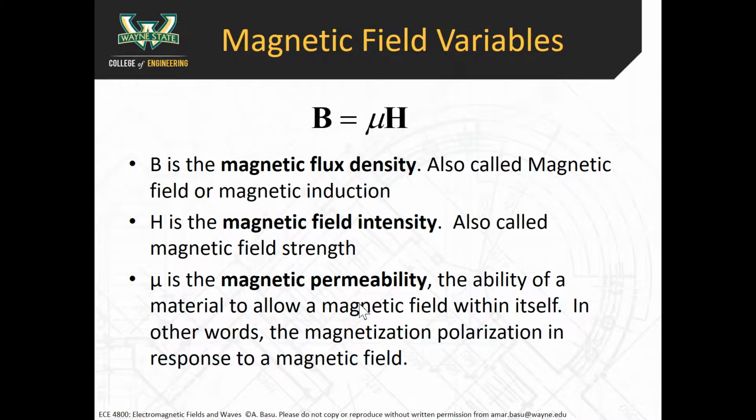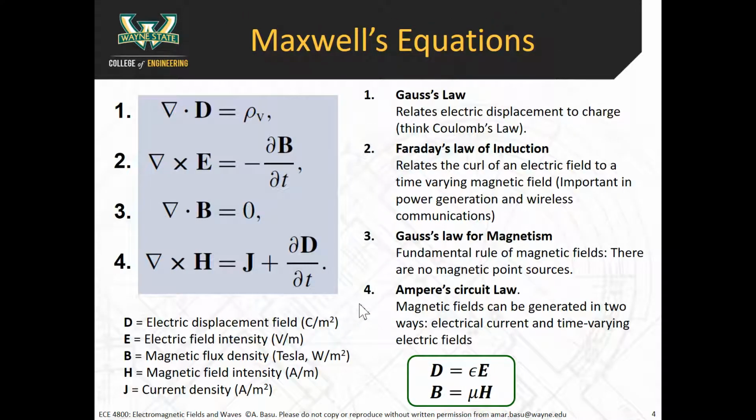All right, so let's define what those equations are. We talked about Gauss's law and Faraday's law of induction when we talked about electrostatics. Now let's talk about the third and fourth one. Number 3 is Gauss's law for magnetism. It's a fundamental rule of magnetic fields. There are no magnetic point sources. In electric fields, you can have point sources. A point source would be just a positive charge in space or a negative charge in space. You can't have those in magnetic fields. I'll show you a diagram of that.